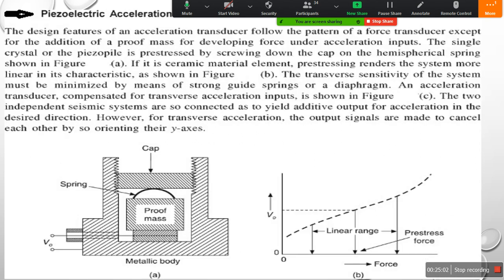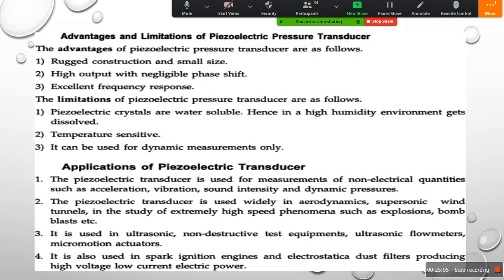So it can be used for dynamic measurements, and it is very sensitive. So these are the disadvantages.